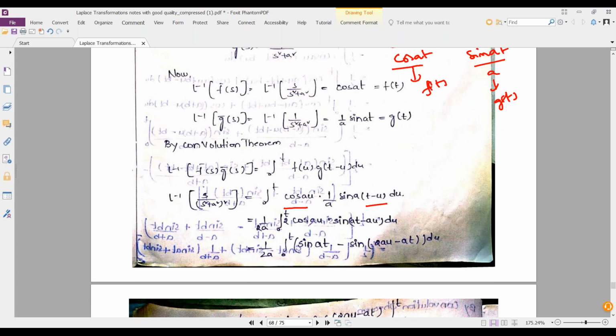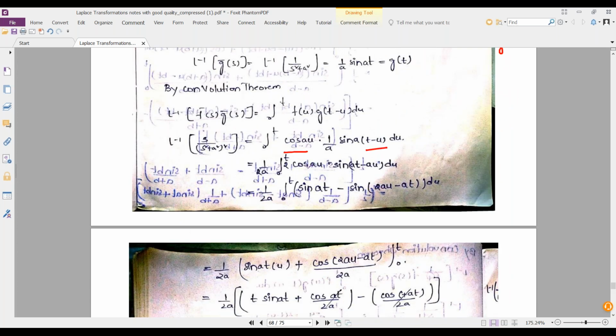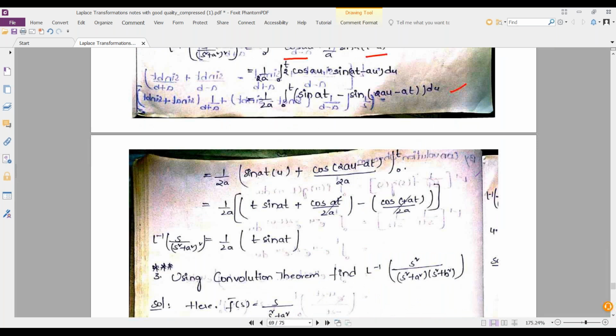What we can do is multiply and divide with 2, giving 2 cos a sin b, which is sin of a plus b minus sin of a minus b. Then integrating sin of at, plus sin of 2au minus at. Integration completed, only the limits need to be substituted. After simplification you may get this result.